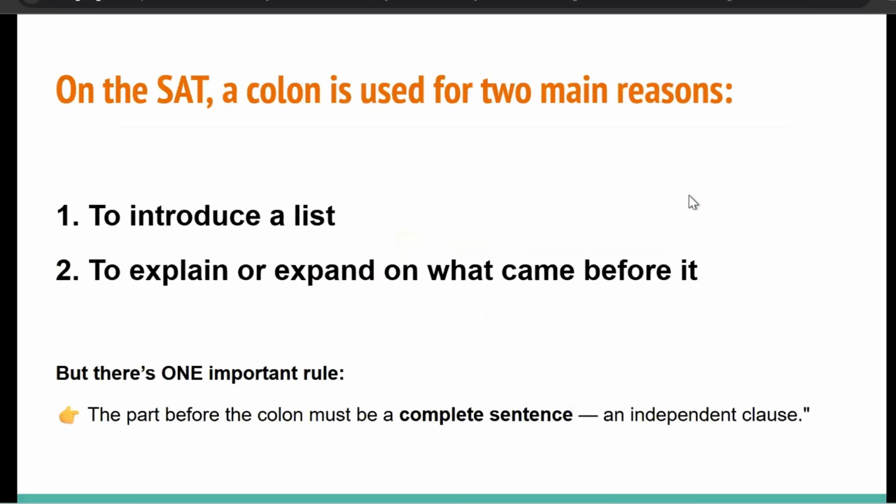On the SAT, a colon is used for two main reasons. First, to introduce a list. Second, to explain or expand on what came before it. But there is one important rule. The part before the colon must be a complete sentence or a complete thought, which is called an independent clause.